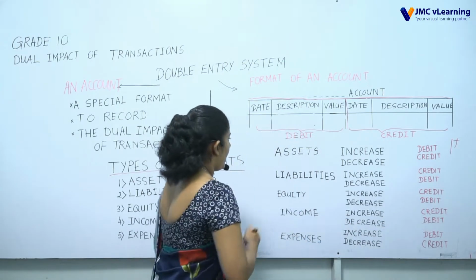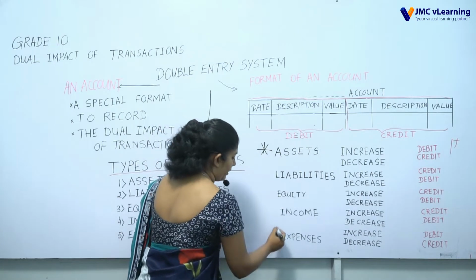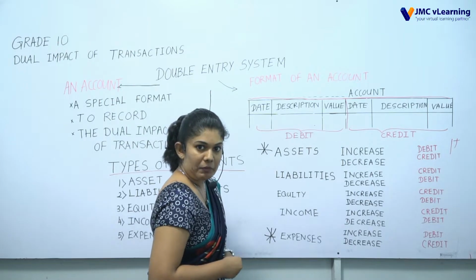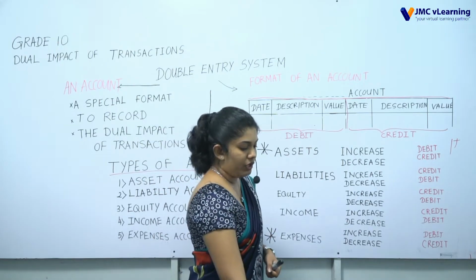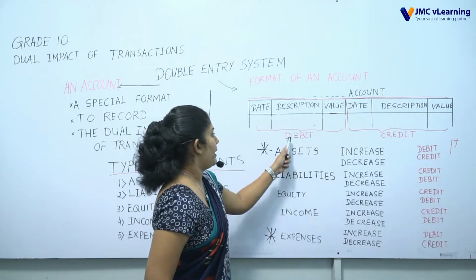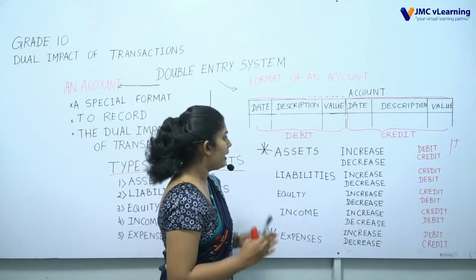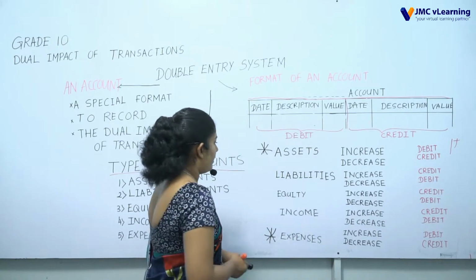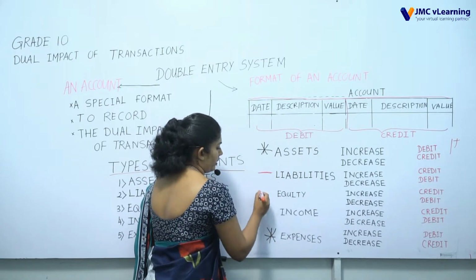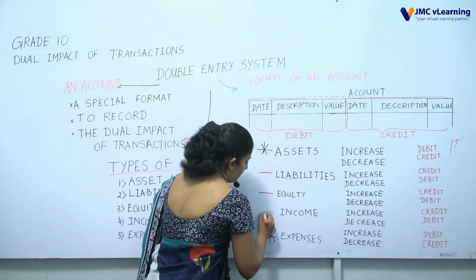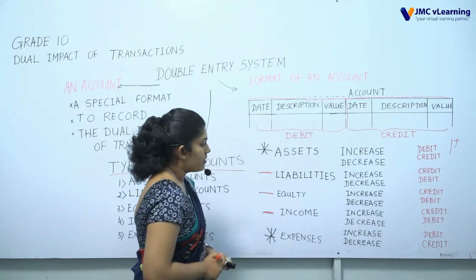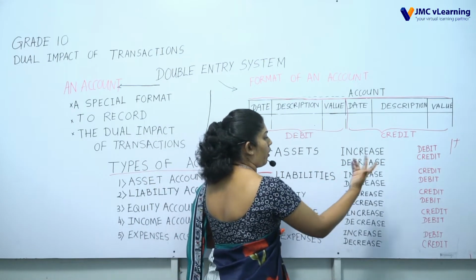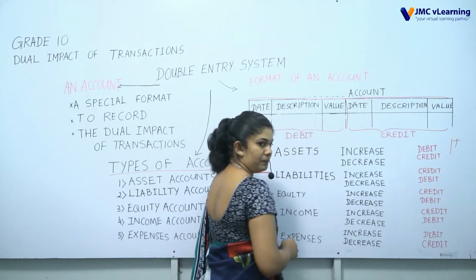So, assets and expenses record similarly. That means when they increase, we record it in the debit side. When they decrease, we record in the credit side. And liabilities, equity, income, these three are similar. That means when increase, we record it in the credit side.